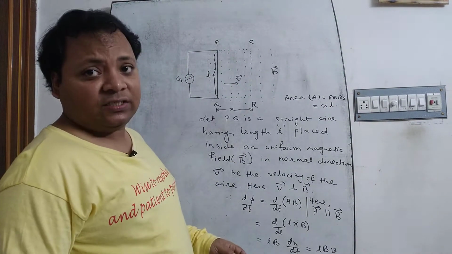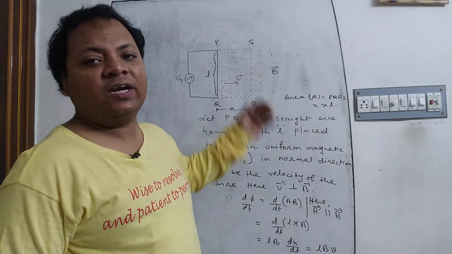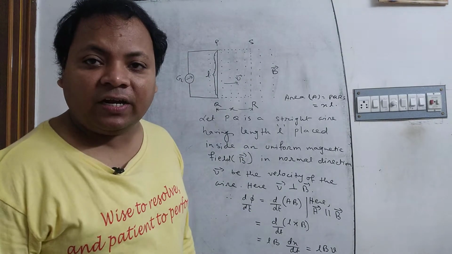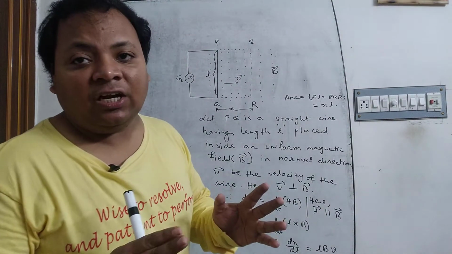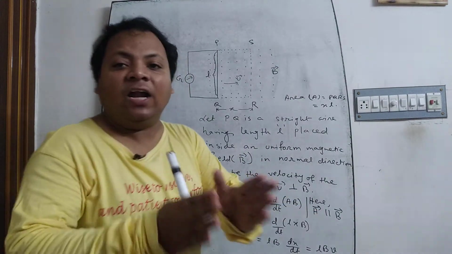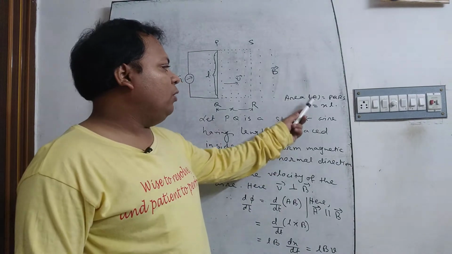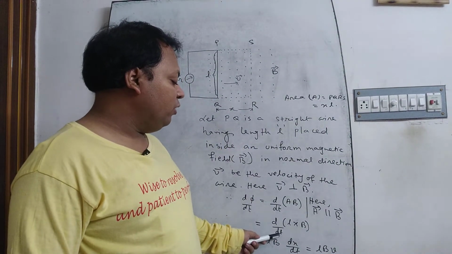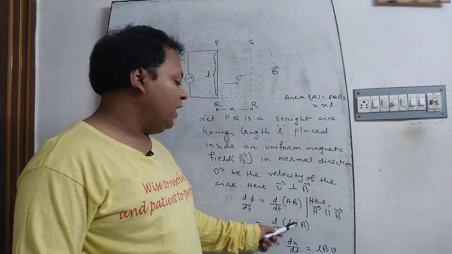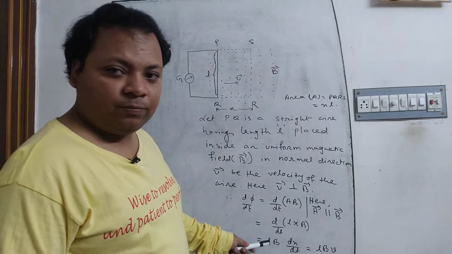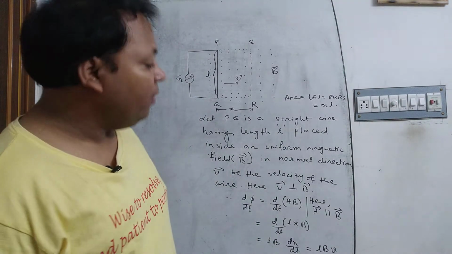Therefore, the change in magnetic flux d phi is equal to A into B, that is, change in area into magnetic field. The rate of change of magnetic flux, d phi by dt, is equal to d by dt of AB. Here the directions of the A vector and B vector are parallel to each other, so the angle between A and B is 0, and cos 0 is equal to 1. Now putting the value of A as x into L, d phi by dt is equal to the derivative of L x B with respect to t. Here L and B are constant, so we have L into B into dx by dt. Here dx by dt is equal to v, the velocity of the wire.